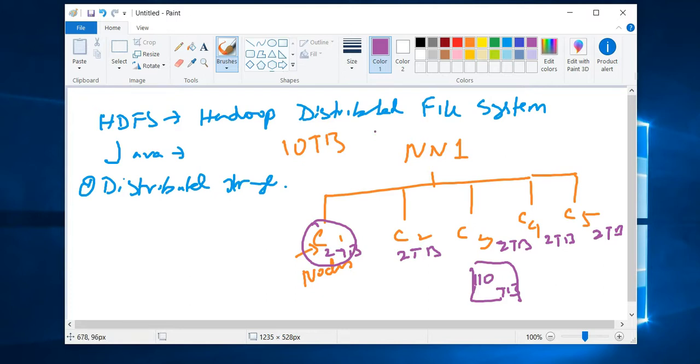So this is going to be considered as a cluster, right? So this is a cluster and this is a distributed storage. This is a distributed system because we are going to have so many computers connected with each other. And at the same time, what we're doing is we are dividing the storage among all the computers within the network. So this is why we are calling that to be the distributed storage.